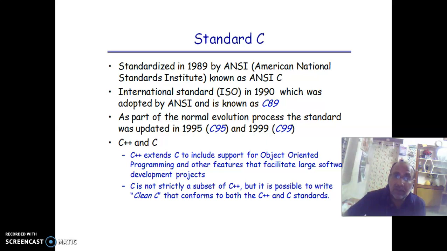The difference between C++ and C: C++ extends C to include support for object-oriented programming and other features that facilitate large software development projects. C is not strictly a subset of C++, but it is possible to write clean C that conforms to both the C++ and C standards.